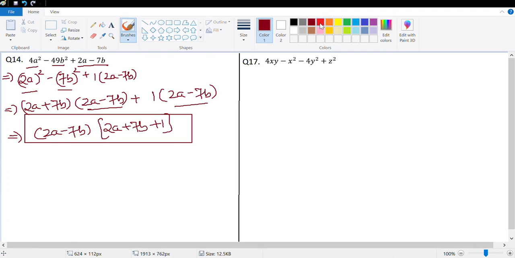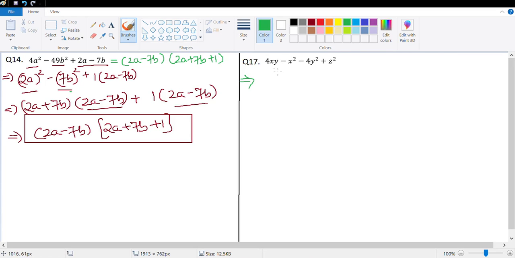But from the exam perspective, you would need to write it as the question. So the factorization of this, your answer would look something like this: this is equal to (2a minus 7b) multiplied with (2a plus 7b plus 1). That's the final step which should be there in your answer sheet.